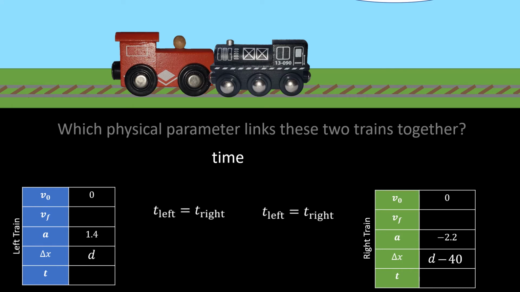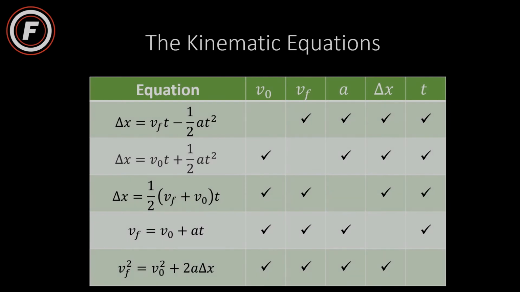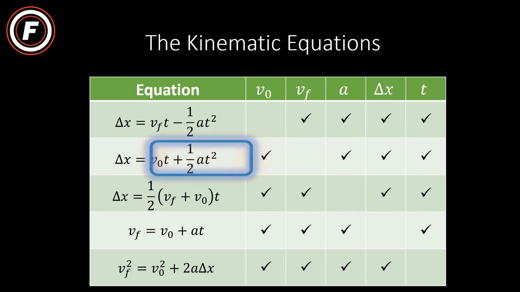Let's add this to our table. On the surface, time doesn't seem to help us out much here. After all, we don't know how long it took for the trains to pass each other. Even so, let's keep going. At this point, we have 4 of the 5 parameters filled out for each table, which means we have enough information to use a kinematic equation. Looking at our options, we want the equation that doesn't require the knowledge of the final velocity. Scrolling down the list, we land on the second equation. Let's write it down.